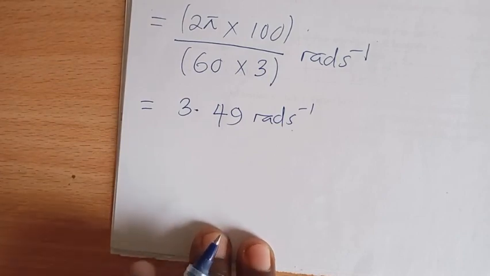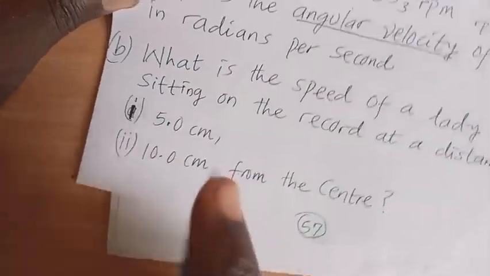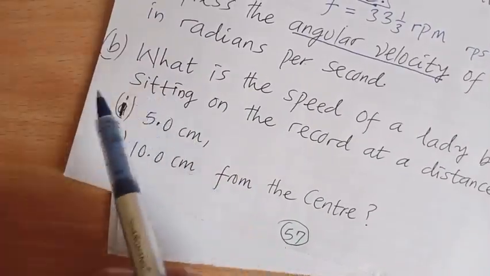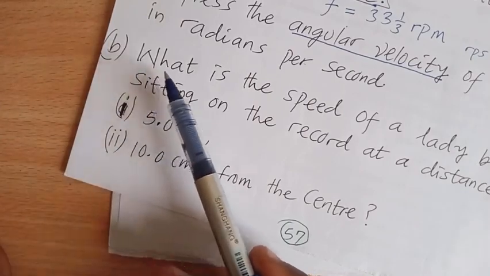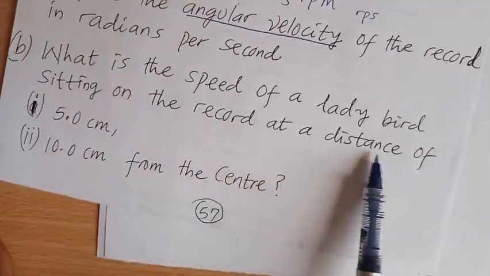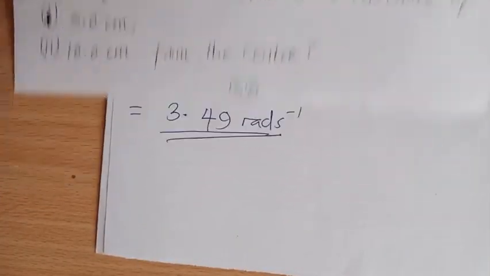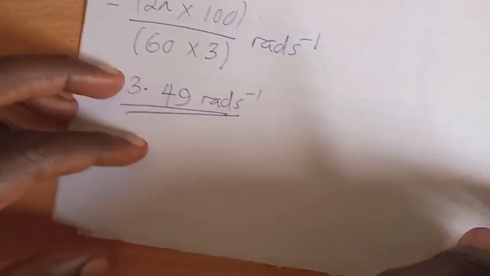Now, this is my angular velocity. Now, how do we solve the second one? It says, what is the speed of a ladybird sitting on the record at a distance of this and then this? Okay, this will now take us to a new formula.